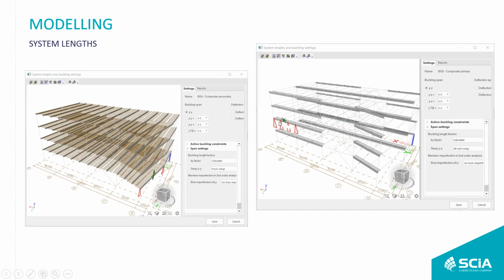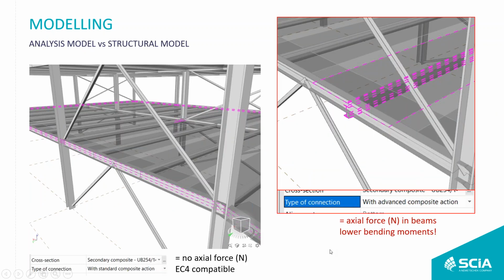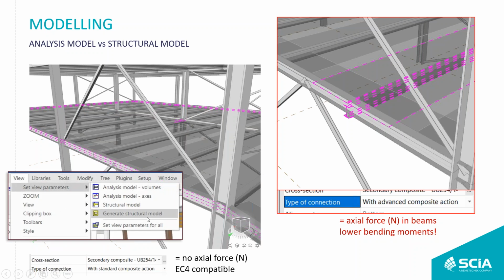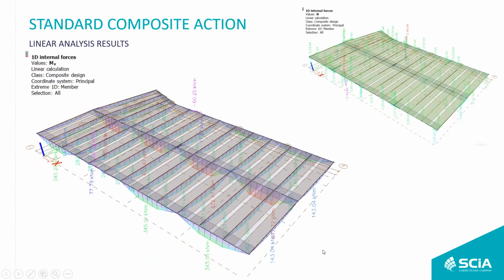In some cases here you may get a support, so the span will be very small. If you want correct calculated effective width, please untick these supports. Then I showed you the difference between the analysis model and the structural model. Here the point is to use standard composite action and the so-called structural model, where you can show the structure in a nice way.